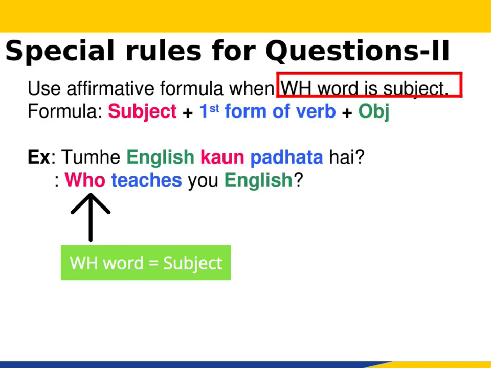So hence you see this sentence is in the affirmative formula structure. Who, the subject, teaches, the base form of the verb, and then the object. Who teaches you English? Right? Who teaches you English? Who is the subject, teaches is the verb, and English is the object.